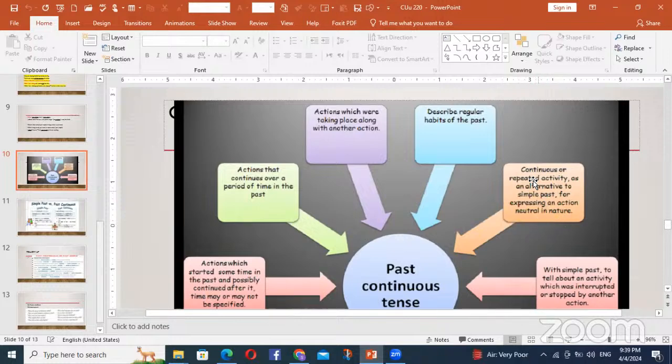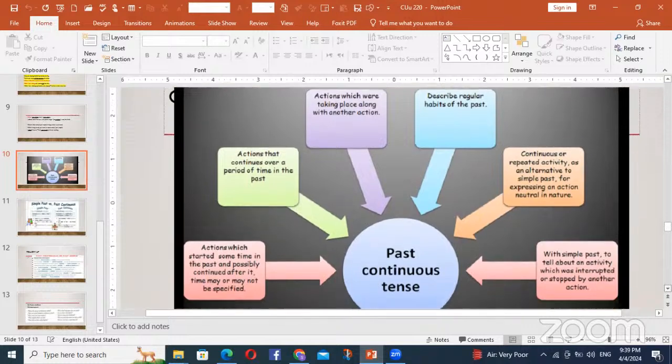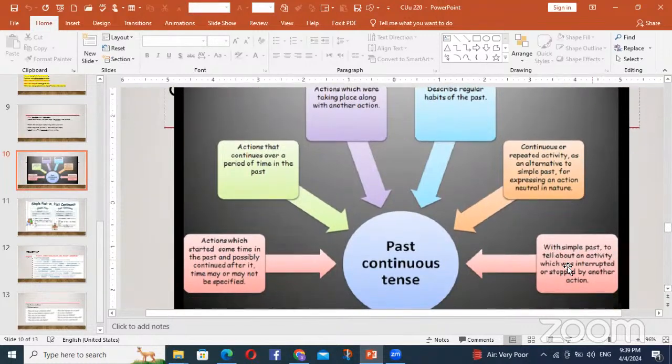It means that this is a repeated action in the past which takes a long time. We use it with the simple past to tell about an activity which was interrupted or stopped by another action, okay? It means that this action is continuing before and after another action, which is the past simple, okay?